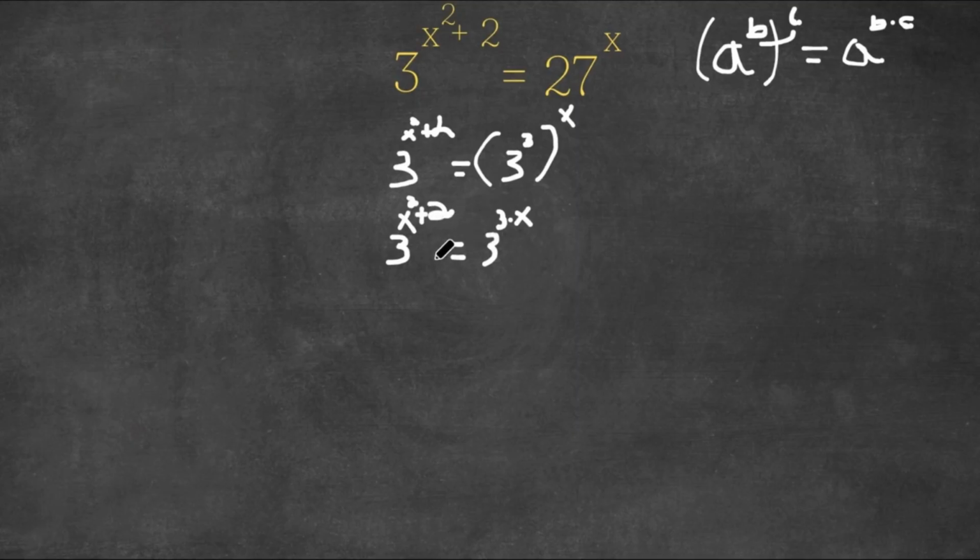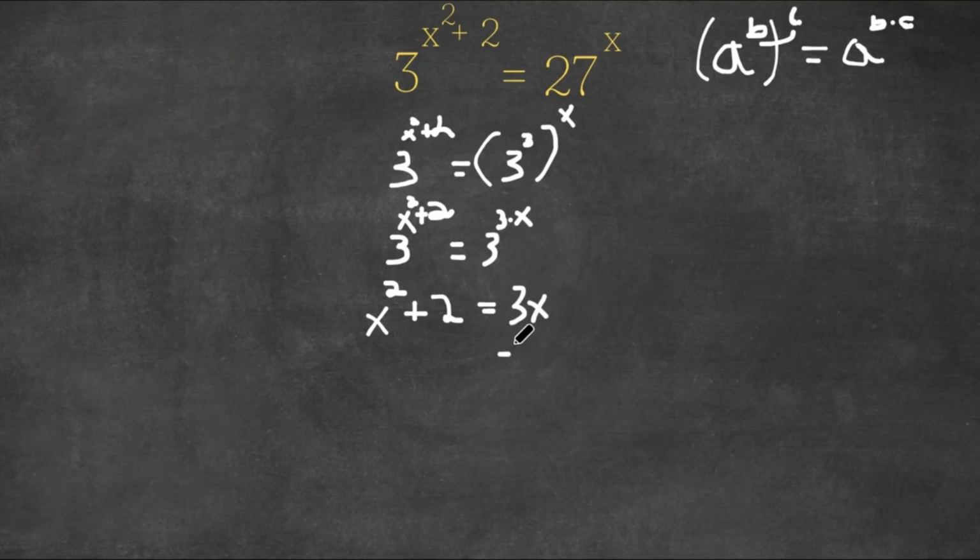Now remember, if you have the same bases, which we now do, we can simply ignore the bases and make the two exponents equal to each other, because if the two bases are the same, then so do the exponents, right? Or else this equation wouldn't be true. So now we have our equation x squared plus 2 is equal to 3 times x, which is 3x.